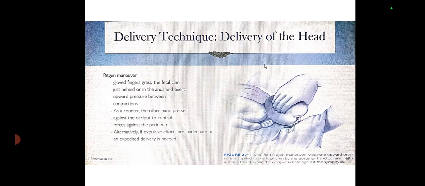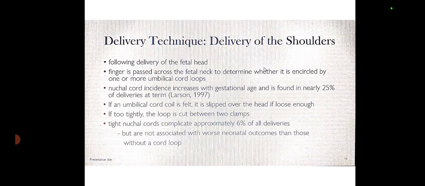The delivery technique and the delivery of the head. Ritgen maneuver: the gloved fingers grasp the fetal chin just behind or in the anus and exert upward pressure between the contractions. As a counter, the other hand presses against the occiput to control the forces against the perineum. Alternatively, if expulsive efforts are inadequate or an expedient delivery is needed here.